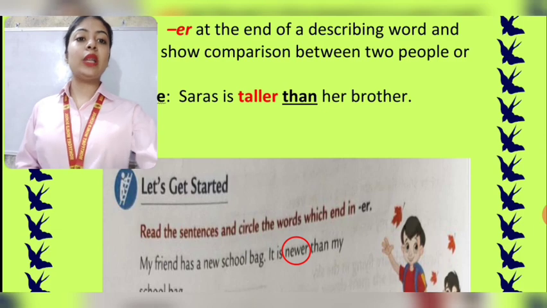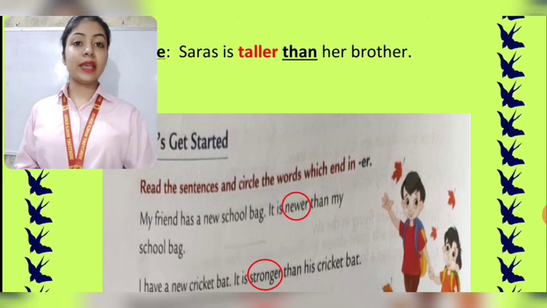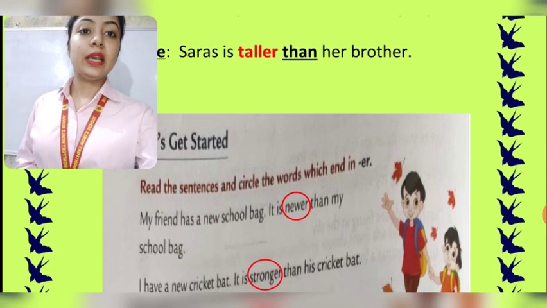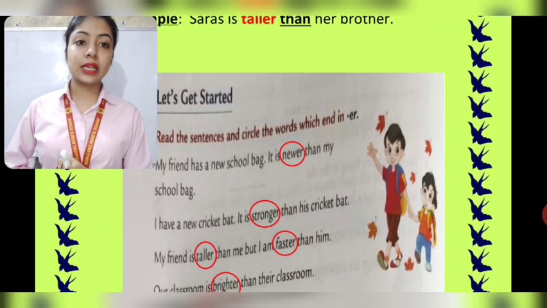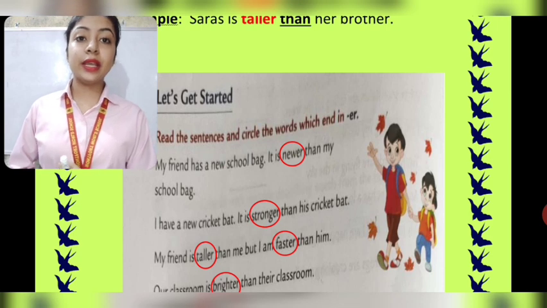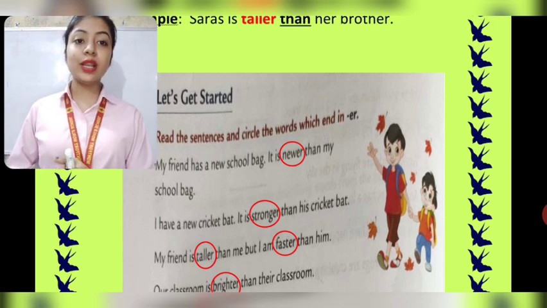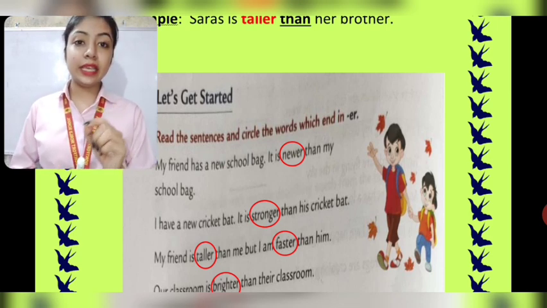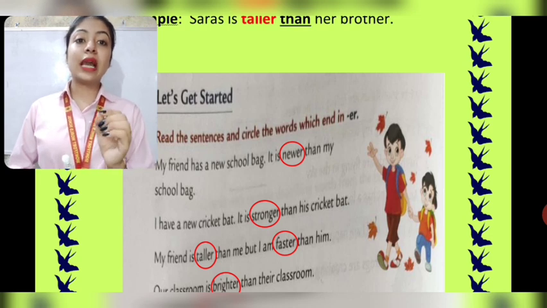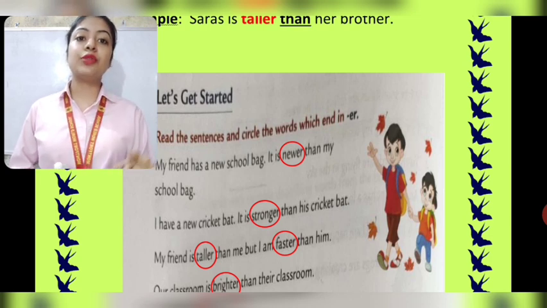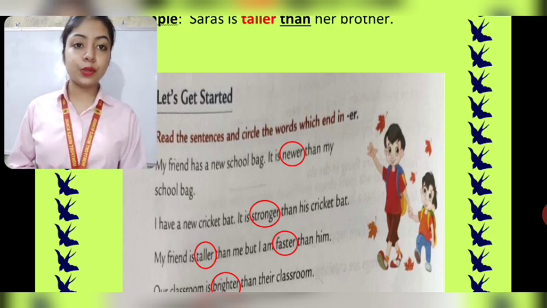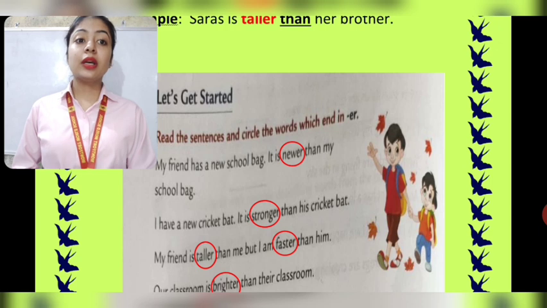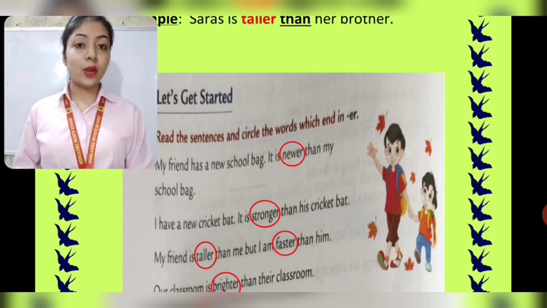Okay, so now let us start with the back exercise of this chapter. Let's get started. Read the sentences and circle the words which end in er. The words in which er is coming at the last, you have to just circle them. My friend has a new school bag. It is newer than my school bag. Now can you see the first word? That is newer.